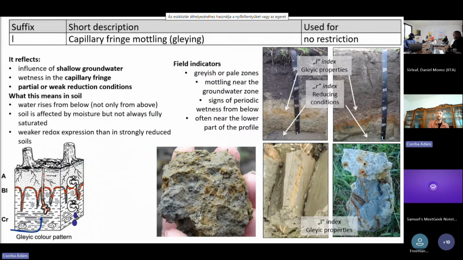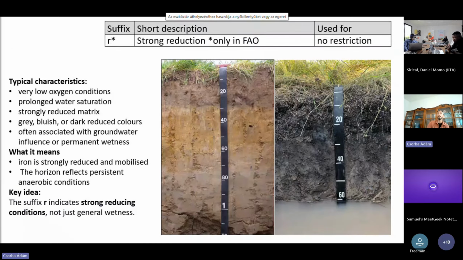But in case of the L index, the groundwater is the source of the excess water, and the groundwater is responsible for the development of this color pattern. So the water rises from below, not from above. The field indicators of this groundwater caused gleying are a grayish matrix and small reddish mottling near the groundwater zone. And usually it develops near the lower parts of the soil profile.